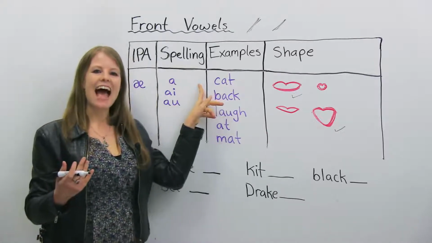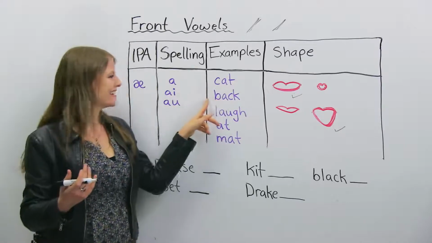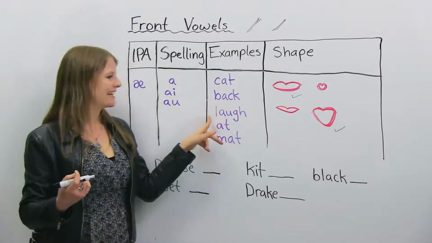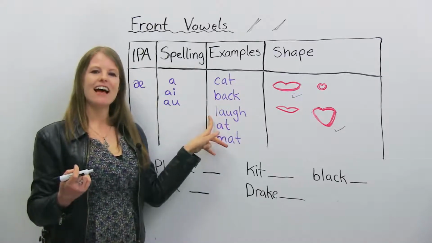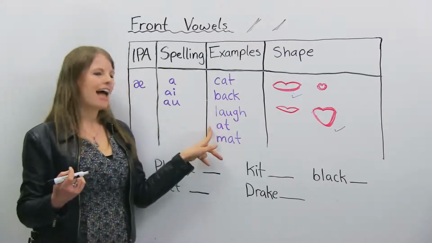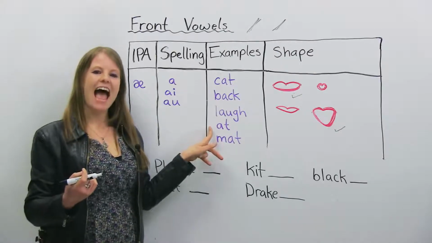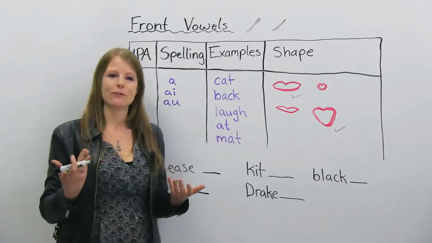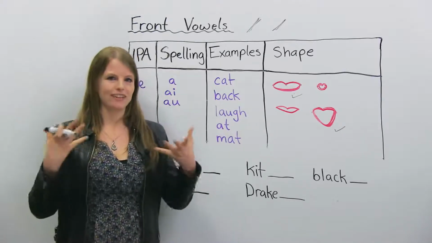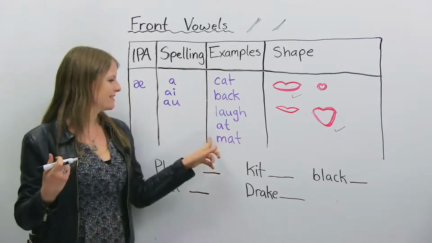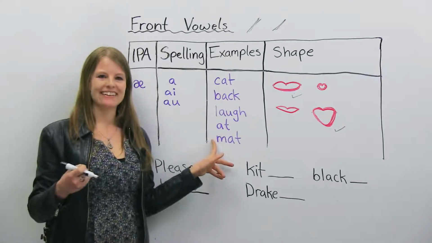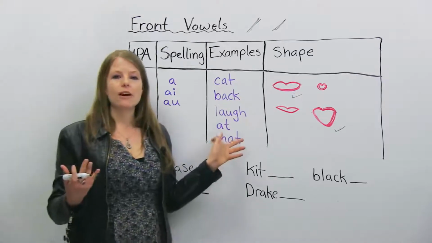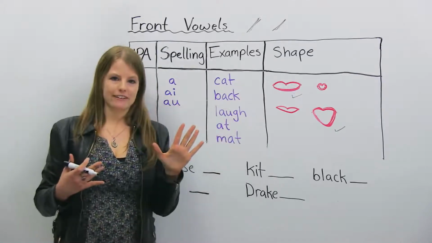All right. So now I want you to practice this sound with me. Cat, cat, back, back, laugh, laugh, at. And you might feel a bit uncomfortable, like it's not so comfortable, is it? Because your mouth is really doing a lot of work here. Finally, mat, mat.